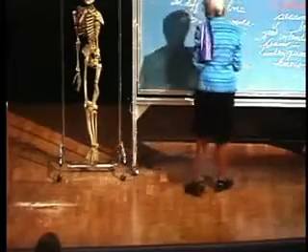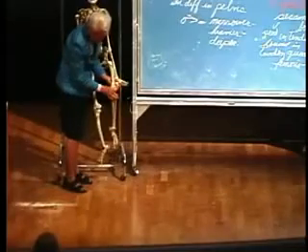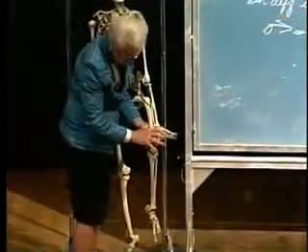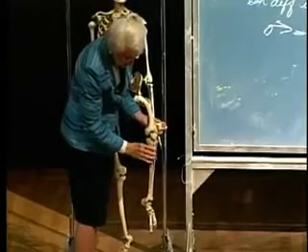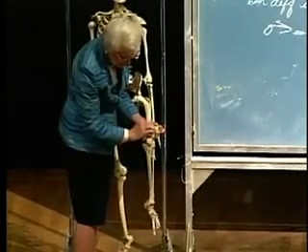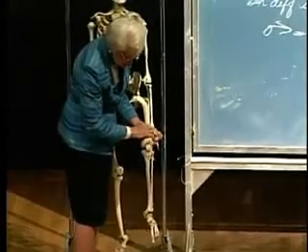So having this tendon here gives strength as it comes from this massive muscle to insert down here on the tibia, and it will stabilize the joint and protect the knee joint.